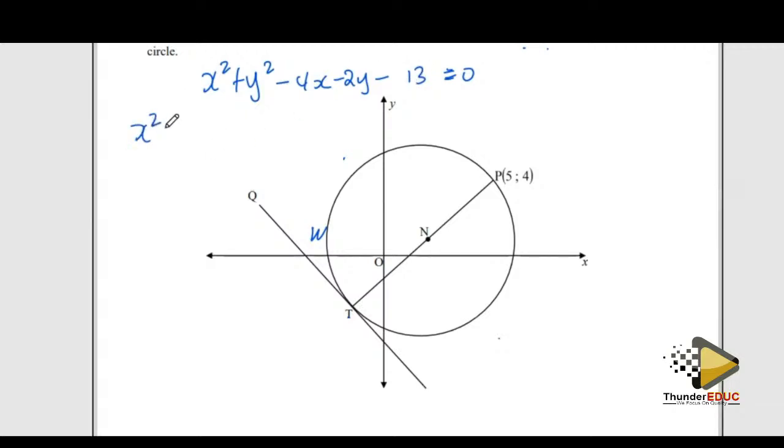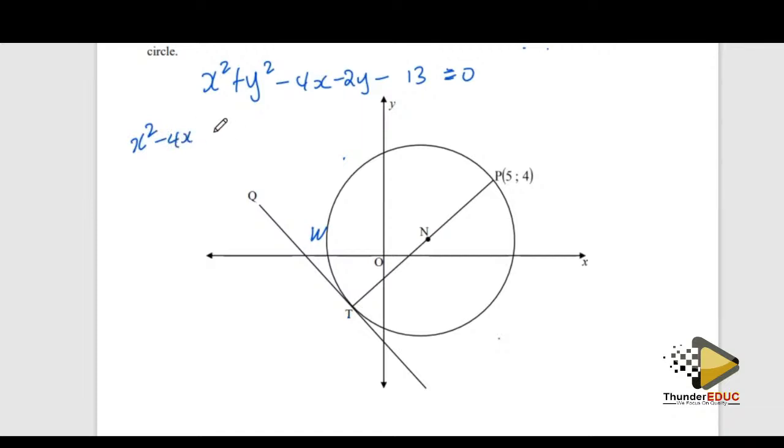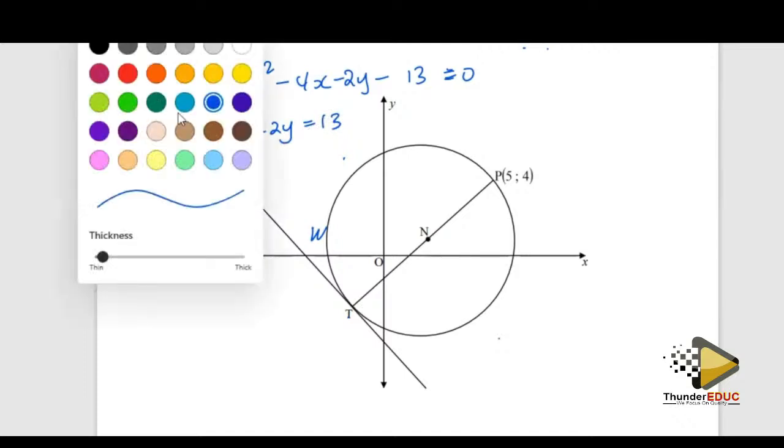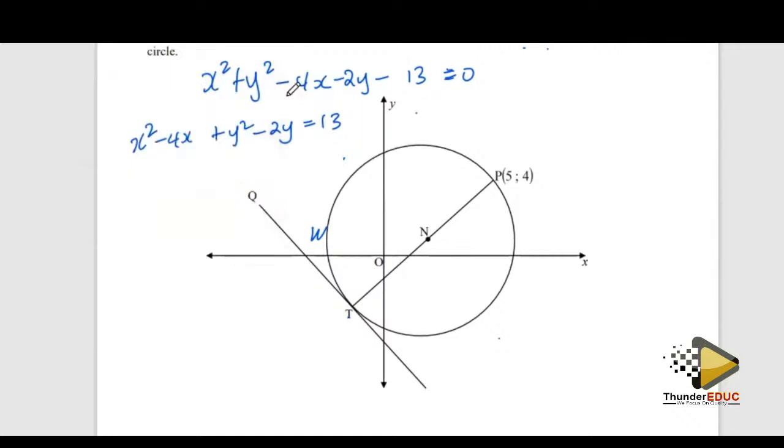So if I take it that side, say minus 4x, why don't I just try to rearrange as well? So it's x squared minus 4x plus y squared minus 2y must give me a 13. Then when we are completing the squares, we just look at the b value for x and y. Okay, so the b value there is a 4. So we're going to half it, and then we square it.